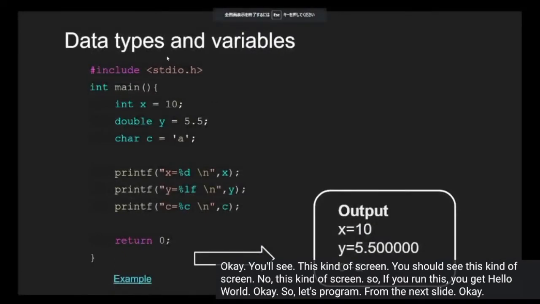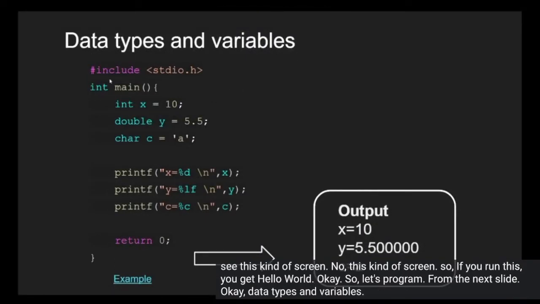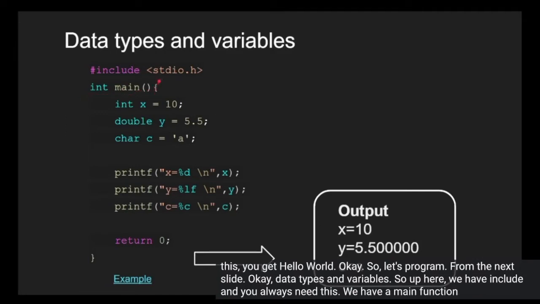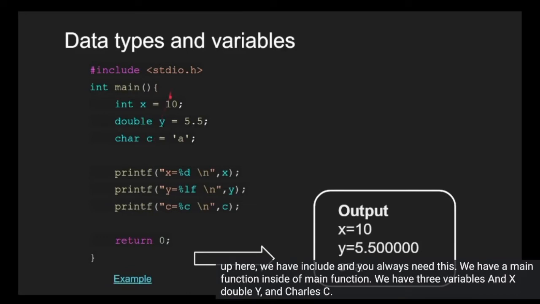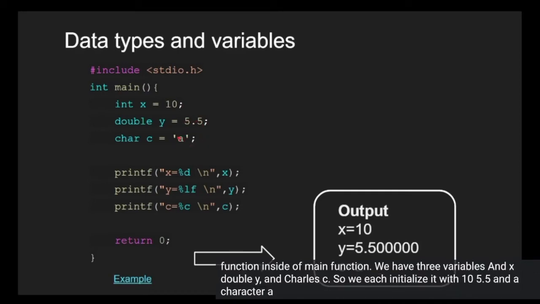Okay, data types and variables. Up here we have include, and you always need this. We have a main function. Inside the main function, we have three variables: int x, double y, and char c. We initialize them with 10, 5.5, and the character a. So how do we output a variable in C?